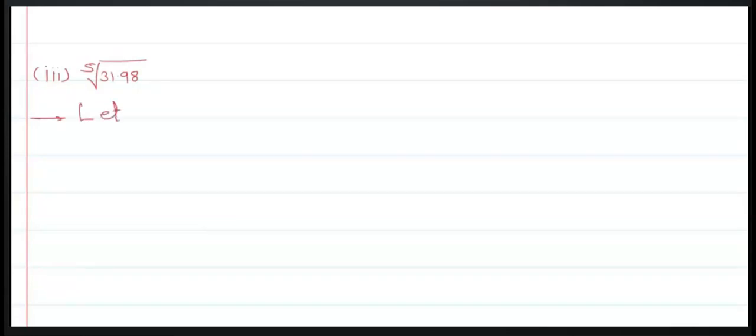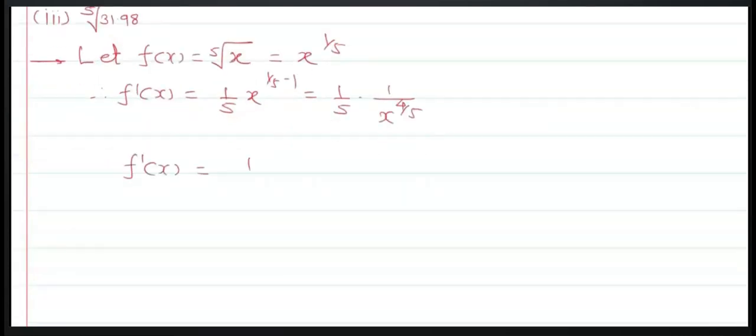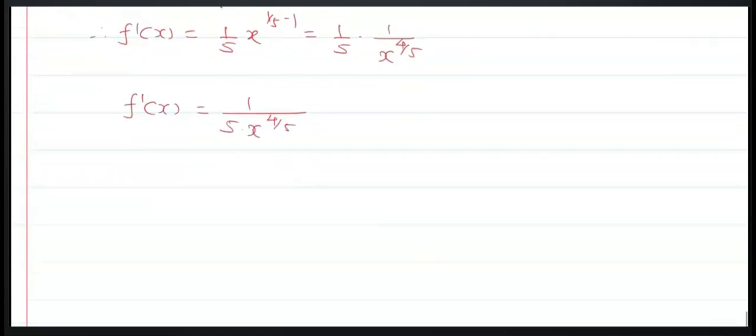Now the next problem is the fifth root of 31.98. Now this is nearest to 32, and the fifth root of 32 is 2. Therefore, the function is f of x is equal to the fifth root of x, that is x raised to 1 upon 5. Its derivative, that is f dash of x, is equal to 1 upon 5 into 1 upon x raised to 4 upon 5. Take a is equal to 32 and h is equal to minus 0.02.